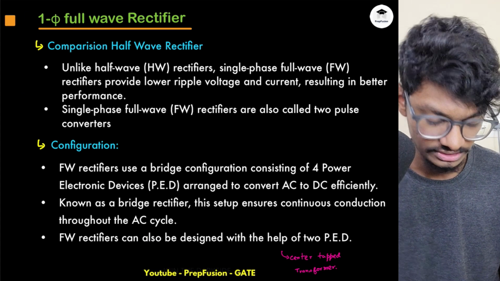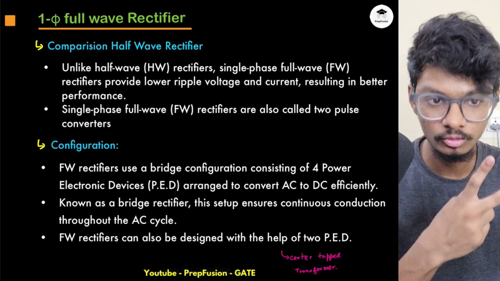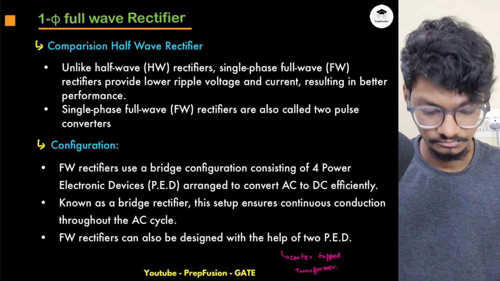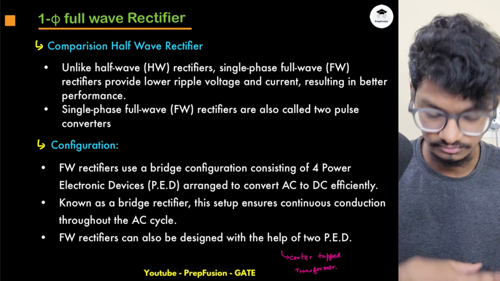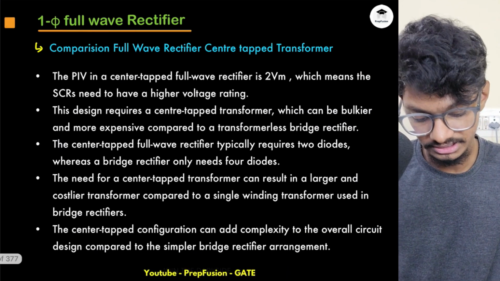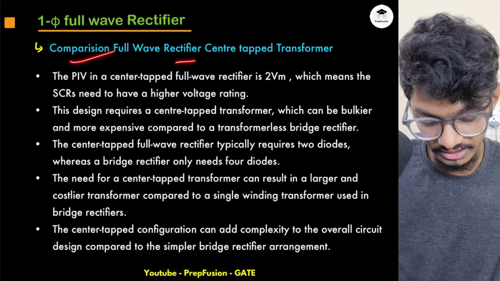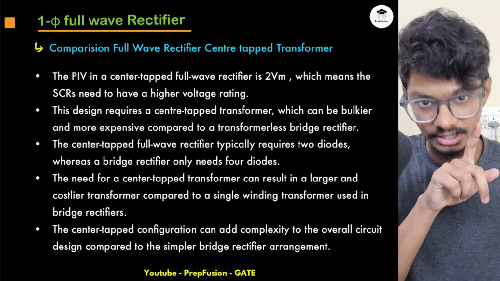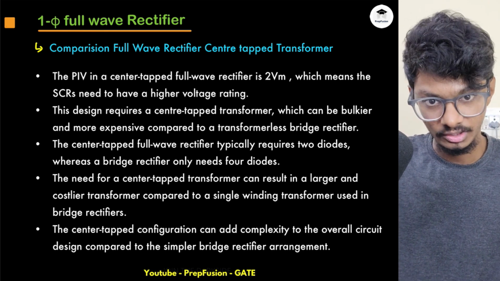Obviously if you use a center tap transformer, we only need 2 devices, but obviously we need a center tap transformer. That is a different device itself, right? That is also costly. So these are drawbacks. Now comparison with the full wave rectifier, center tap transformer. I will compare the bridge rectifier and the center tap transformer. That I have explained in my previous chapter.